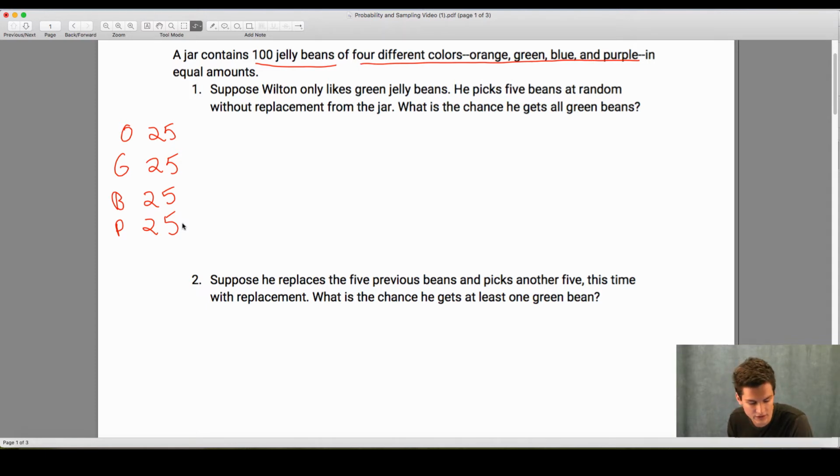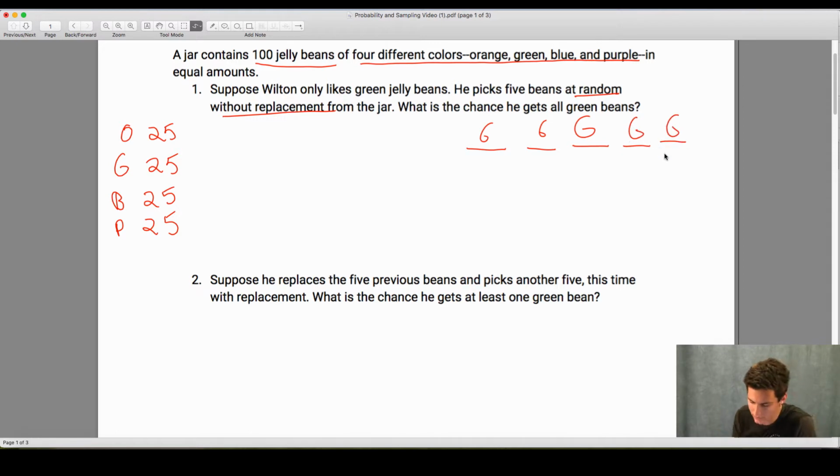Now, the first question is that Wilton likes green jelly beans specifically, and he picks 5 beans at random without replacement. So here the important information is that we have sampling without replacement from the jar. The question is, what is the chance that he gets a sequence of all green beans? There are a couple of things that we need to remember here. This is a problem that asks us to calculate the probability of a particular sequence.